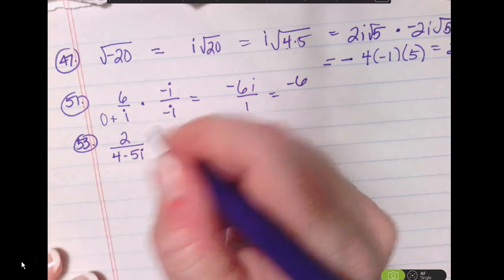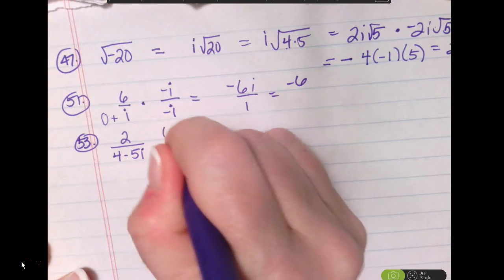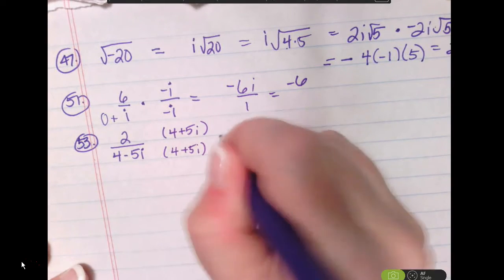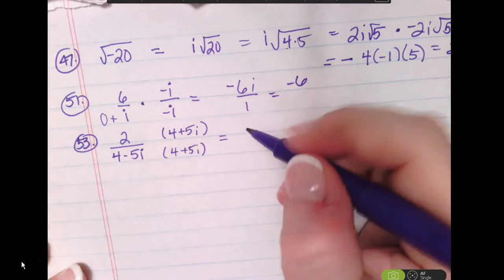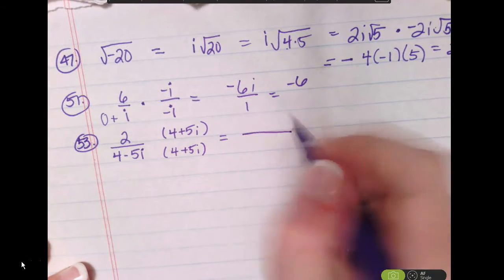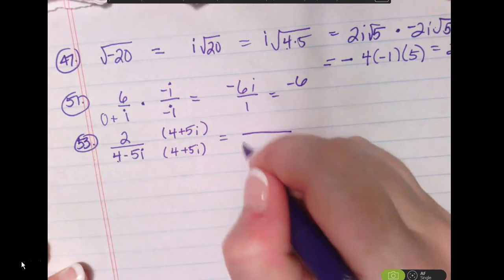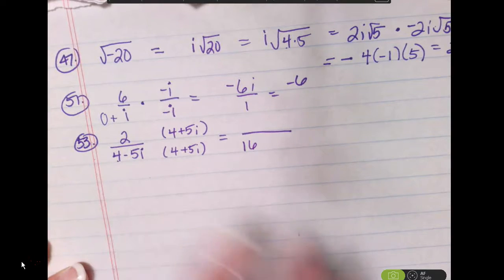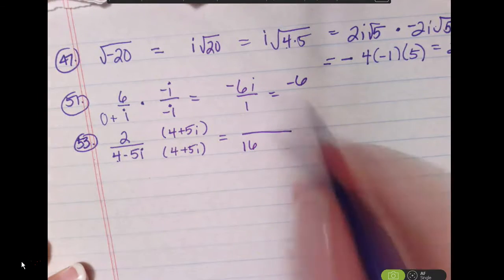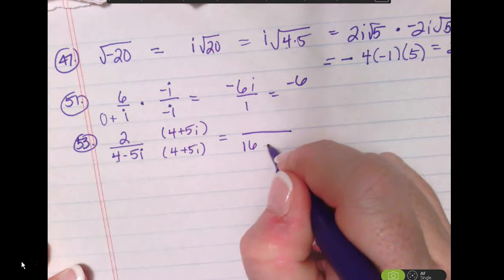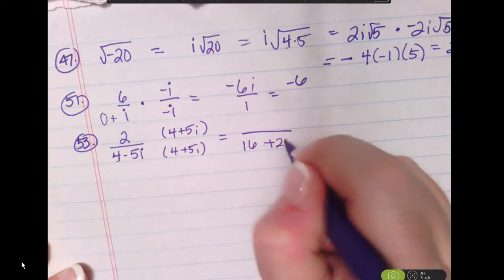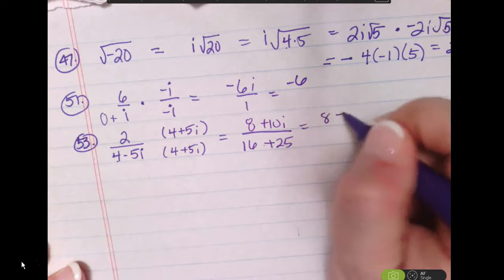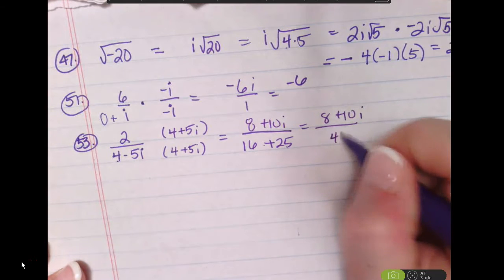So in number 53, we have 2 over 4 minus 5i. By multiplying by the conjugate, we're going to follow that rule where there's no i's allowed in the denominator. So I'll go ahead and do the denominator first. 4 times 4 is 16, and then minus 20i plus 20i cancels out, and then minus 5 times minus 5 is minus 25i squared, or plus 25. Then we've got 8 plus 10i on top, and I can simplify a little further and call that 41.